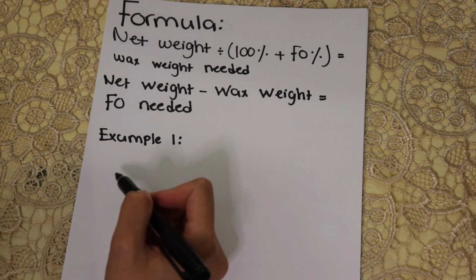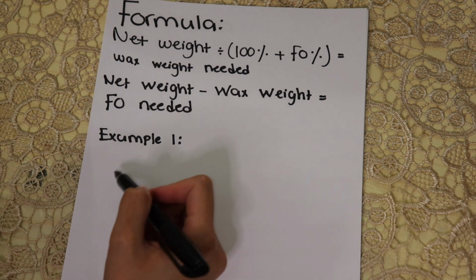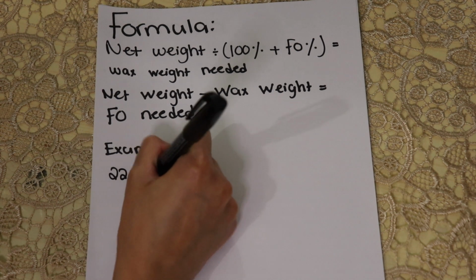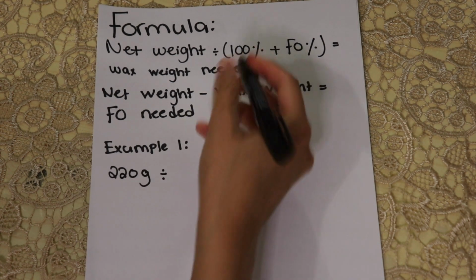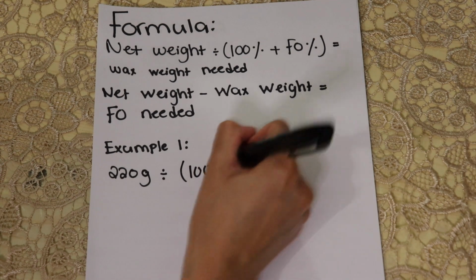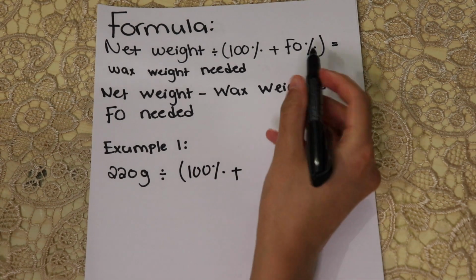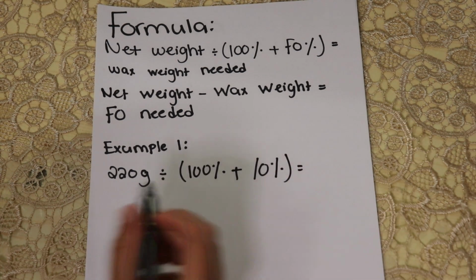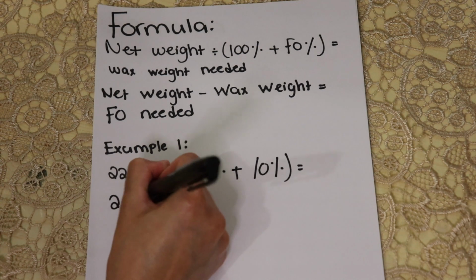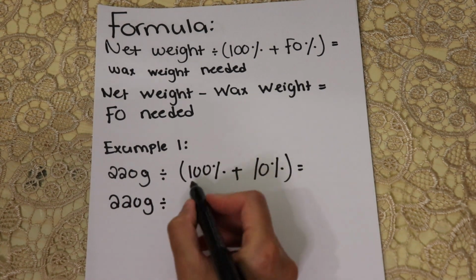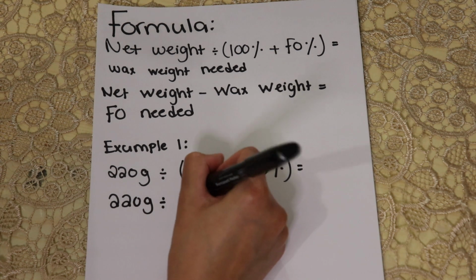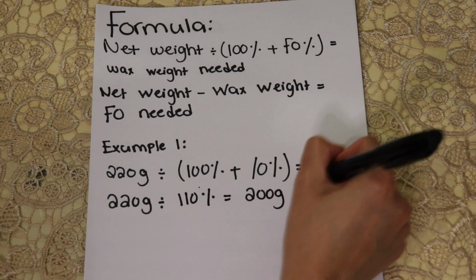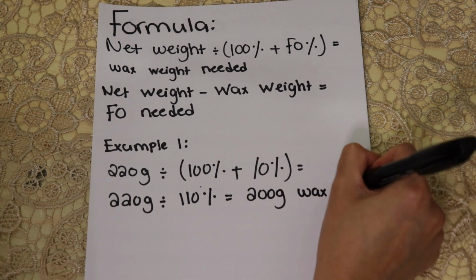So I'm gonna take my 30 centiliter candle container as an example, and that fits 220 grams of wax. And then I'm gonna go ahead and divide that by 100% plus my fragrance oil percentage, which is 10%. And I'm gonna work my way down. 220 grams divided by 110% equals 200 grams wax weight needed.